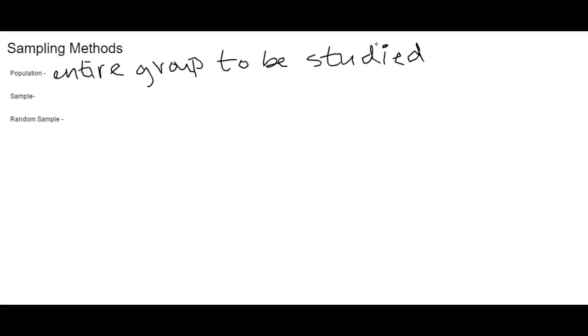Now sometimes it's hard to actually ask every single person in that group. If your high school has a couple thousand students, that's going to be too hard to go survey. So they take what's called a sample. That's part of a population.